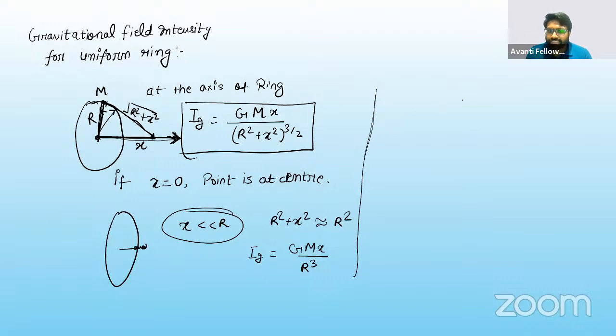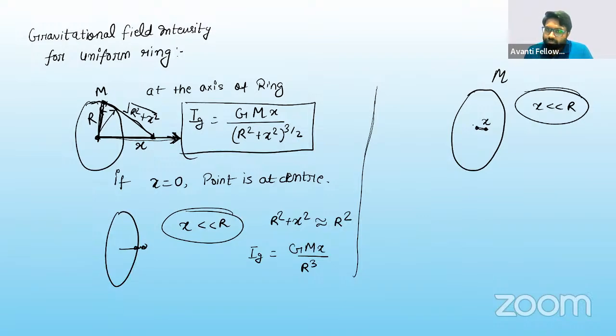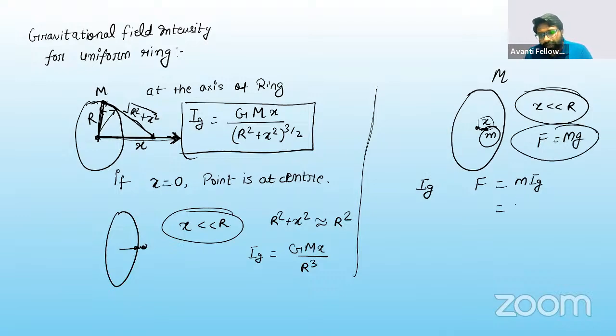A question can be framed in such a way that we have a uniform ring of mass capital M, and there is a small mass particle m present at a distance x from the center of the ring, and x is very very less than capital R. What would be the force experienced by this small mass m? Its gravitational field intensity is Ig, so the force is mass times field intensity, F equals mIg, that is GMmx upon R cubed. This intensity is towards the center, so the force is negative in nature. So here force is negatively proportional to x.